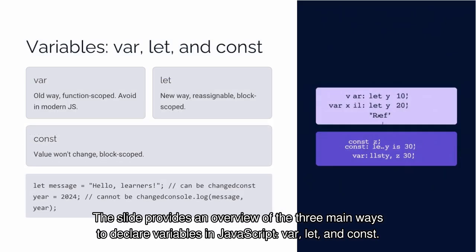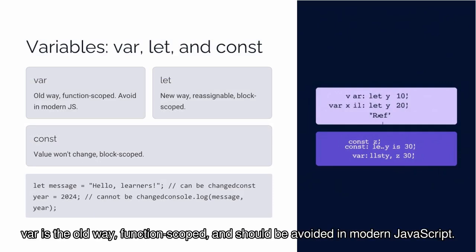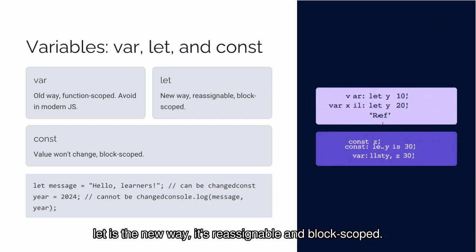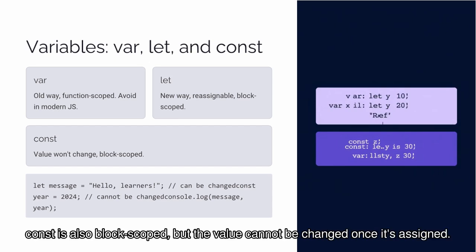The slide provides an overview of the 3 main ways to declare variables in JavaScript: var, let, and const. Var is the old way, function scoped, and should be avoided in modern JavaScript. Let is the new way, it's reassignable and block scoped. Const is also block scoped, but the value cannot be changed once it's assigned.